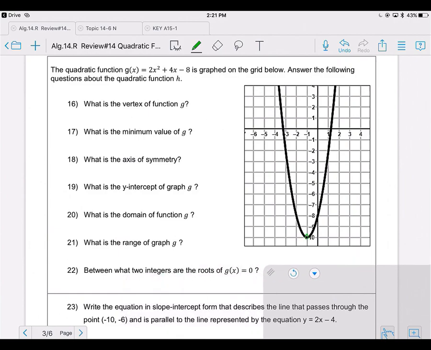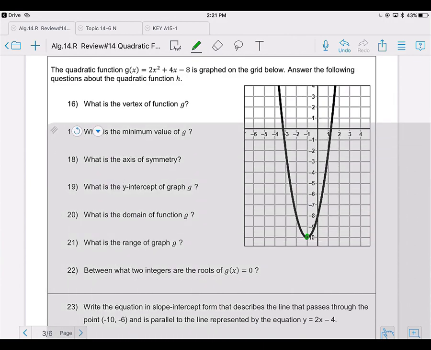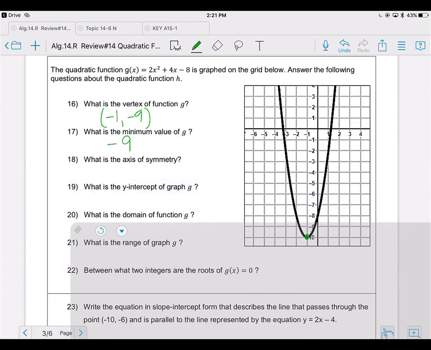So the vertex, in this case, we have a minimum. It is the point -1, -9. The minimum value is just asking for the y value from your vertex. Oh, I'm sorry, that's a -10. So sorry. The axis of symmetry is x equals the x from your vertex.